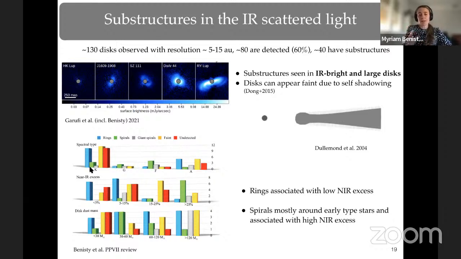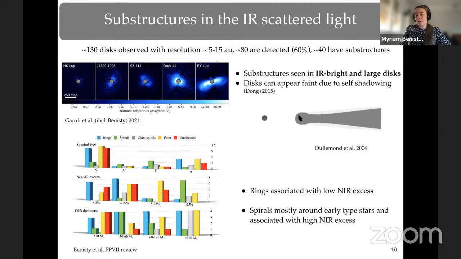We try to categorize the substructures with other properties from the star, for example, the spectral type, the near-infrared excess, and the total mass of the disk. And what we found is that the rings here in blue are usually associated with targets that have low near-infrared excess. So basically, the near-infrared excess traces how high this inner disk is. If you have a high near-infrared excess, it means that this is quite high, because basically this dust around here, or this wall, is reprocessing a lot of light from the star in the infrared.